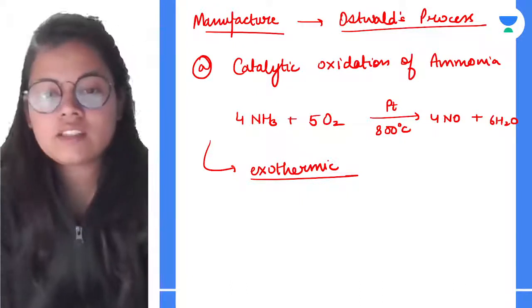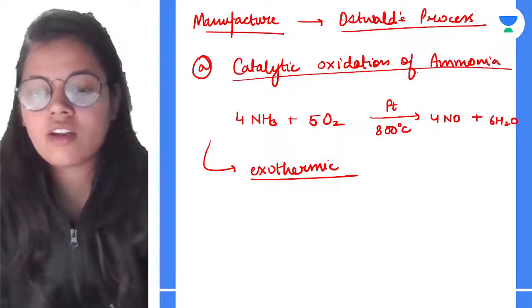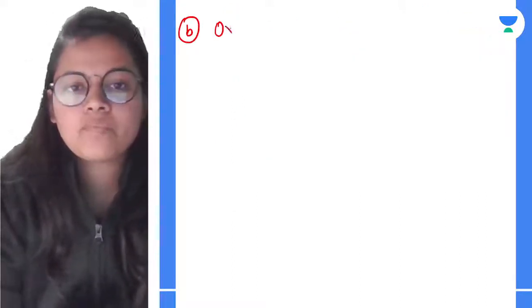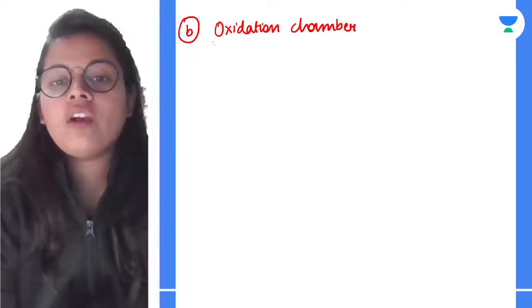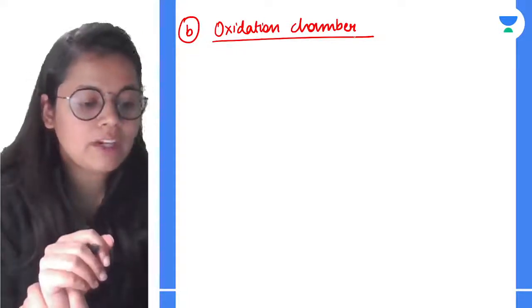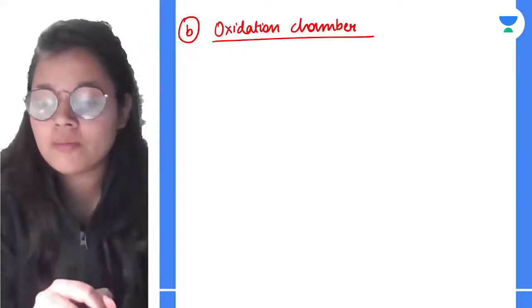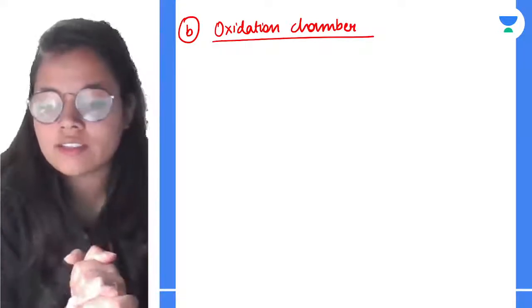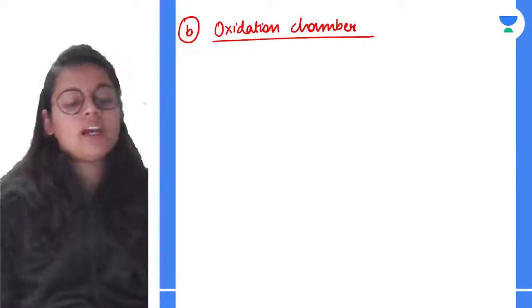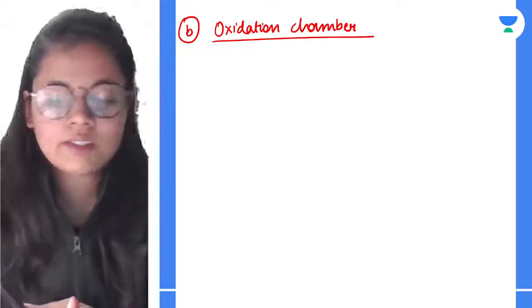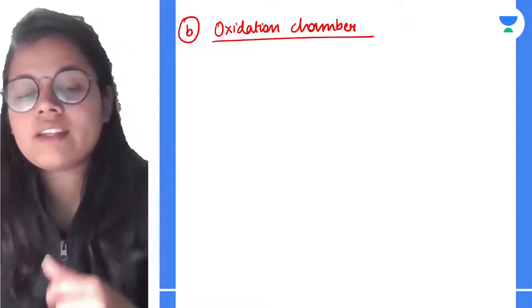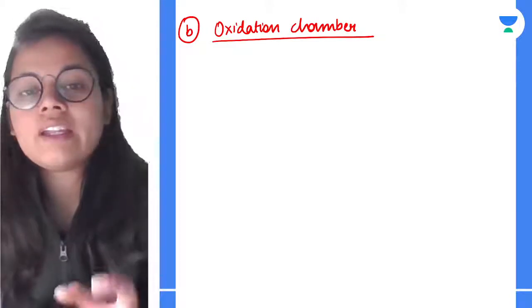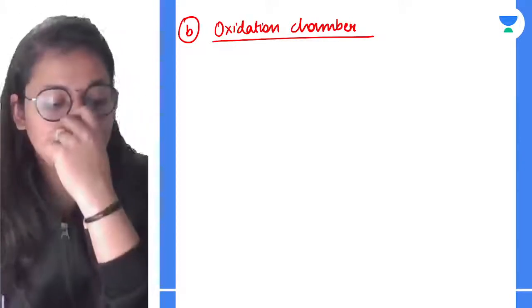Next step is, the first step was catalytic oxidation of ammonia. After that the gases go into the oxidation chamber. Now before letting the gas into the oxidation chamber, there are certain things that we again need to remember. We need to cool down the gases. Over here one question can be asked to you: why do we need to cool down the gases? The reason why gases should be cooled before letting them into the oxidation chamber is so that the complete oxidation of nitric oxide can take place.